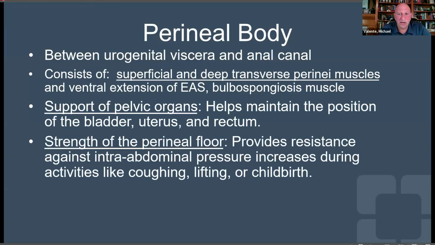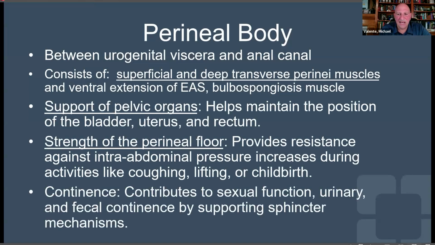The perineal floor strength provides resistance during pressure, during coughing, lifting, childbirth, and it contributes to continence as well, sexual function, urinary function, and sphincter mechanisms.